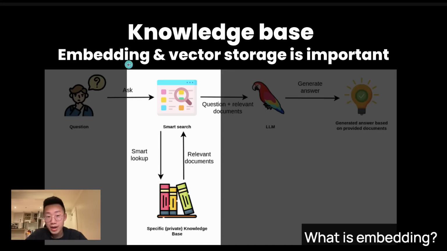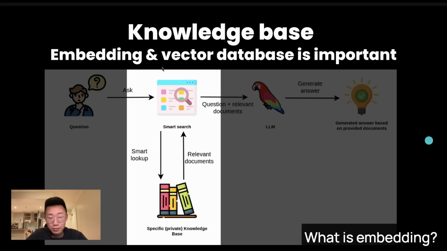And that's where embedding and vector storage comes in, where it will try to find relevant information in your company's documents based on the user's inquiry. And I will explain a bit what embedding is, what a vector database is, and what the differences are in the next few minutes. If you already know what it is, feel free to skip ahead.